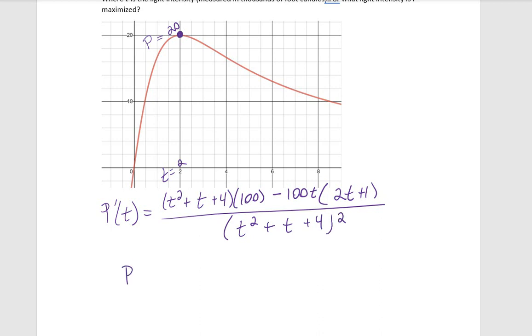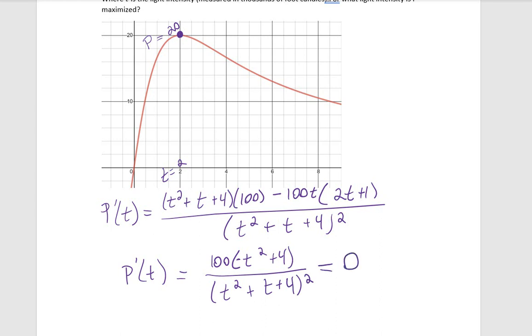Now, if I simplify that out, so expand it, put like terms together, I'm going to get 100 times negative t squared plus 4 divided by t squared plus t plus 4 squared. Now, remember, what you want to do is set this derivative equal to 0 and then solve. Whenever you set a fraction equal to 0 and solve, you can just ignore the denominator and just set the top equal to 0 and solve.